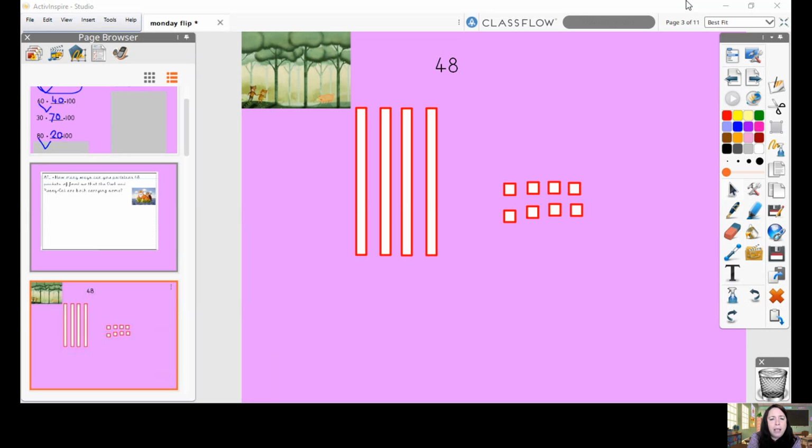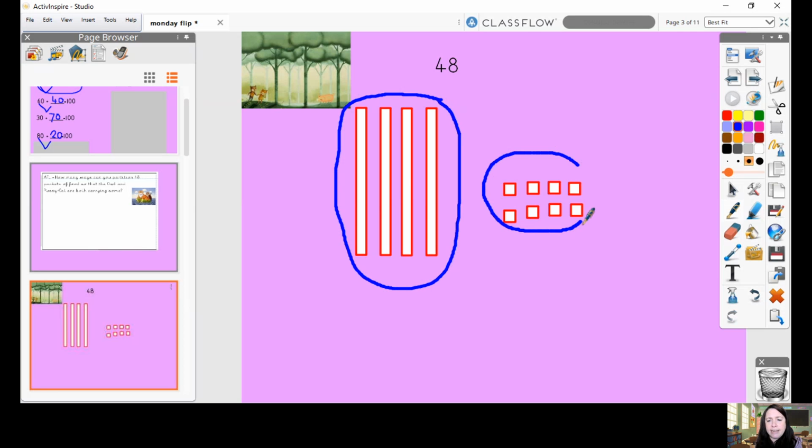Okay, so what do we know about 48? Well, we know that it can partition into 40 and 8. So that might be a good place to start. So perhaps the owl could carry 40 and the pussycat could carry 8.